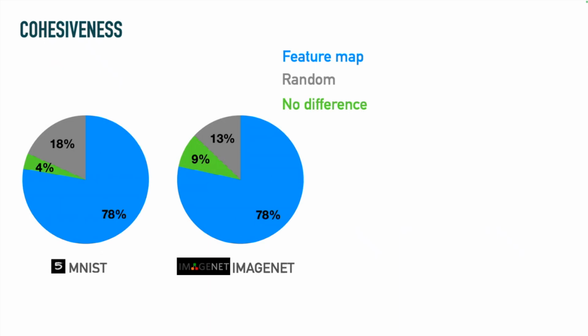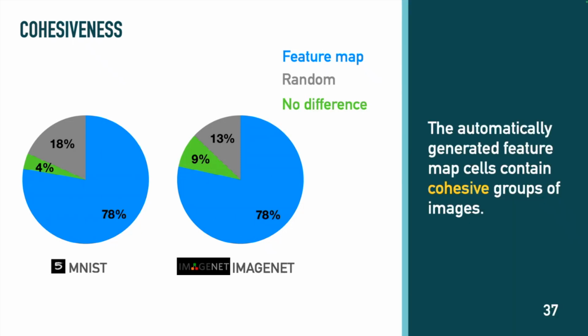We report the cohesiveness rate for the groups of images selected from the same cell of the feature map, the ones randomly selected from different cells of the feature map, and the cases where the assessors thought that there is no difference between the two groups. And here you can see that 78% of the time assessors thought that the feature map group is more cohesive. So overall, assessors were able to recognize the higher cohesiveness of feature map cells.